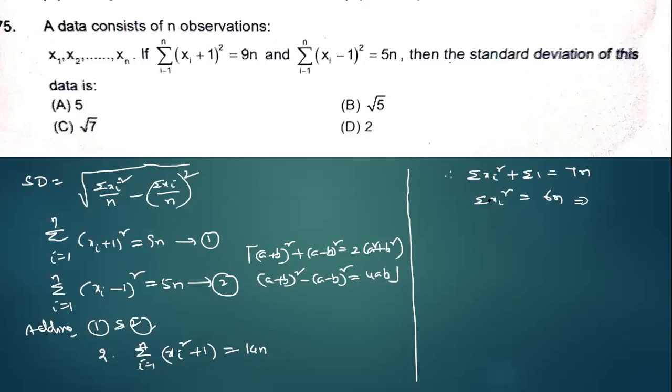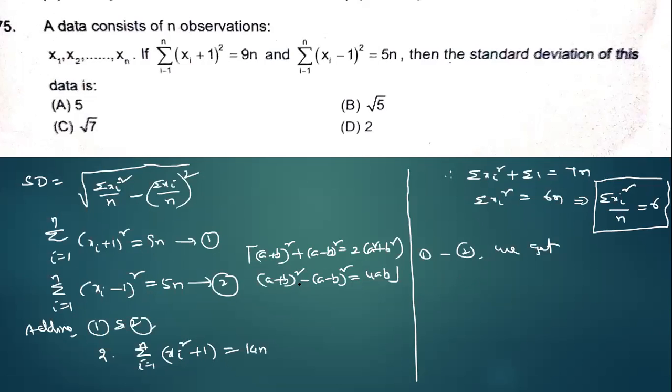From this case, what is required? See, the standard deviation formula is there: sigma xi square by n, means divided by n, that is 6. Leave it, we will discuss this one. Now we should find out the average. How to find it? We can get it from 1 minus 2.